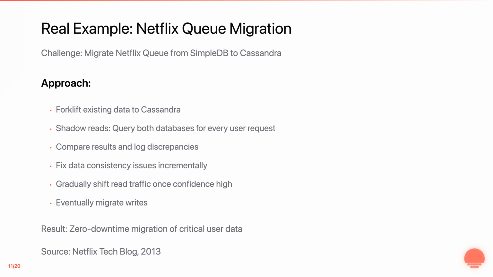Here's the brilliance. After forklift copying everything over, they ran shadow reads on every single query. Both databases answer, results get compared in real time, and any discrepancy gets logged. This let them catch data consistency problems incrementally, fix them without panic, and only shift traffic once the numbers looked rock solid. The whole migration? Zero downtime. That's the parallel run pattern proving its worth at massive scale.